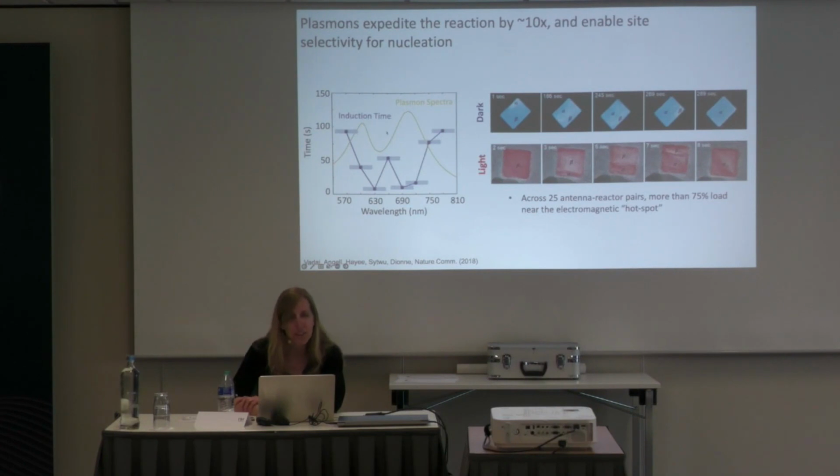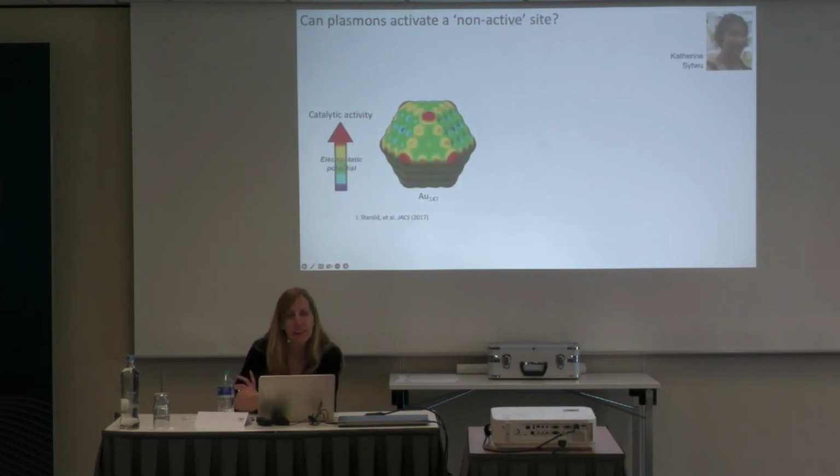So what we found not only is that we have this expedited rate, but also that when we looked at different antenna reactor pairs, rather than having kind of random nucleation of hydrogen, more often than not we got hydrogen nucleating at that electromagnetic hotspot, or basically hydrogen leaving the nanoparticle at that electromagnetic hotspot. And you can kind of see that in some of those contrast images that I show here. So if we look at a catalytic nanoparticle, we have various catalytic hot spots.